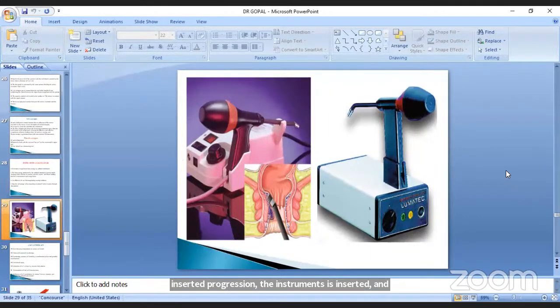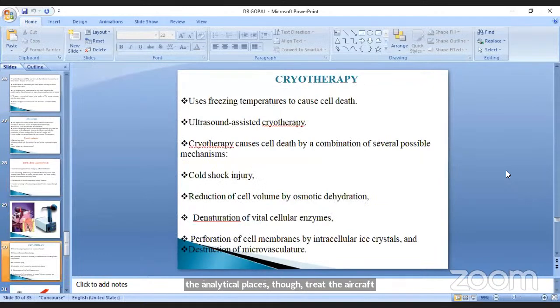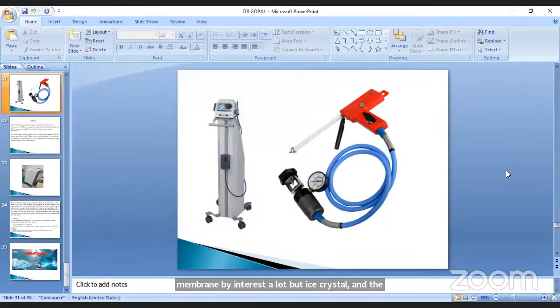The next one is cryotherapy. It uses freezing temperature to cause cell death. Ultrasound assisted cryotherapy. Cryotherapy causes cell death by a combination of several possible mechanisms: cold shock injury, reduction of cell volume by osmotic dehydration, denaturation of vital cellular enzymes, perforation of the cell membrane by intracellular ice crystals, and destruction of microvasculature. This is the gas used in cryotherapy, the cryotherapy instrument.